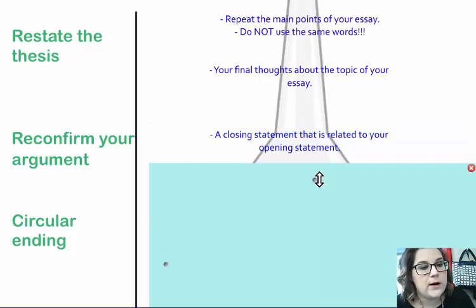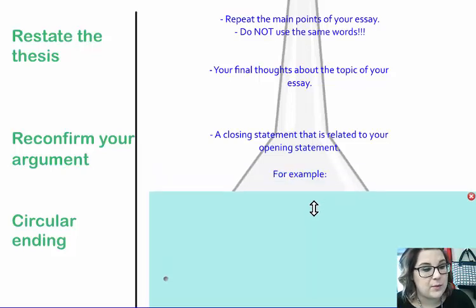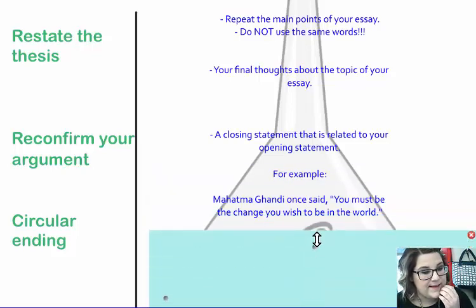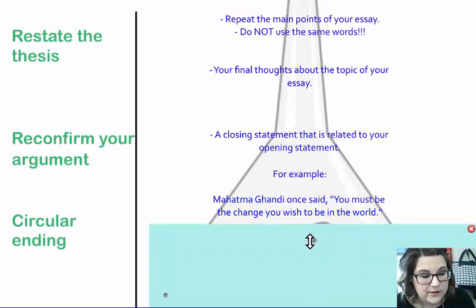In reconfirming your argument, you want a closing statement that's related to your opening statement. So something within the same idea without totally copying what your words before had said. So for example, this student is writing about Gandhi. So they go and restate their opening thesis by saying, Gandhi once said, "You must be the change you wish to be in the world."